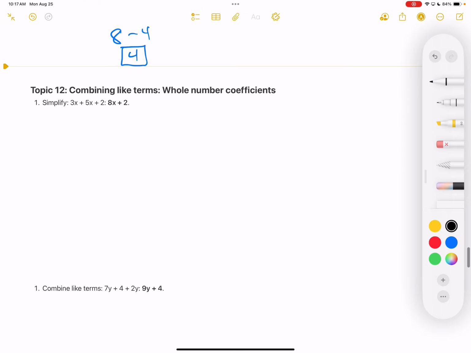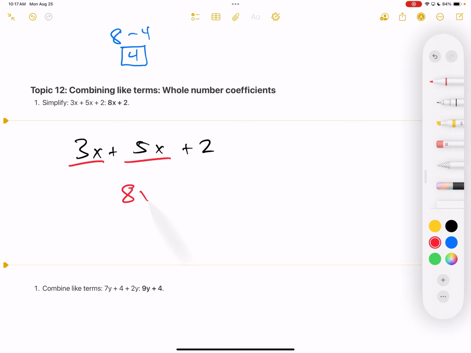Combining like terms. On this one, if they share a term, like this 3 has an x with it and this 5 has an x with it, I put those together. I have 3 of them plus 5 more of them, so I have 8 of them.